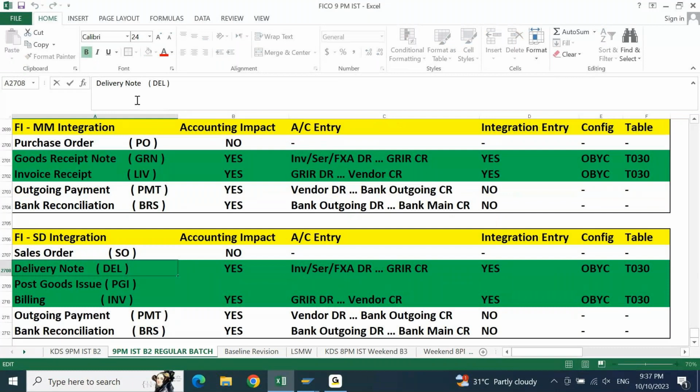It is incoming payment, right? Yeah, sorry, it will be incoming payment, you're right. Outgoing payment will become incoming payment. Bank reconciliation will remain as it is.